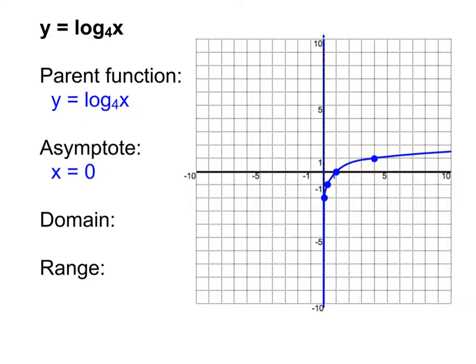The domain, well, remember, it's all the x's that are greater than the asymptote. Our asymptote here is at 0. So my domain is x is greater than 0. And the range, well, just like every logarithm graph that you will see, the range is all real numbers.